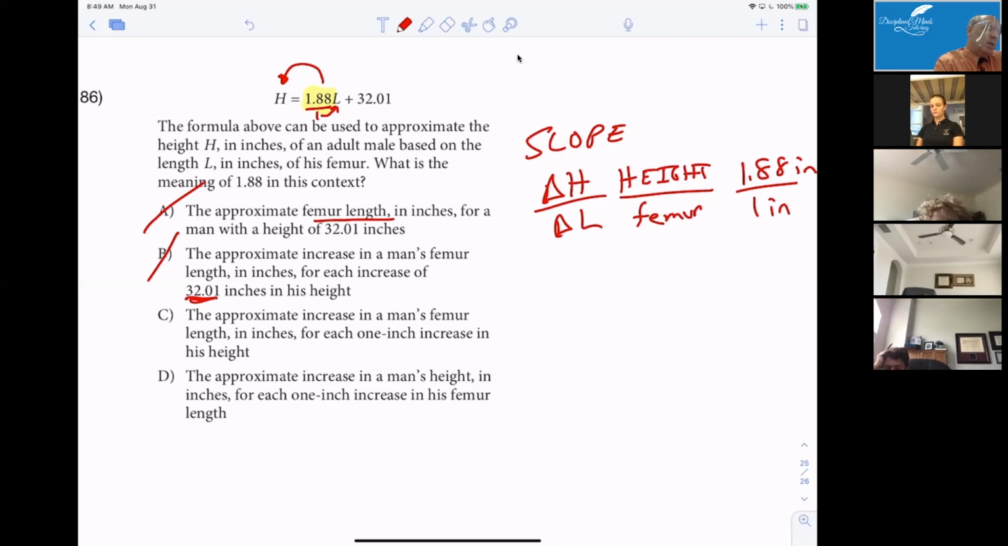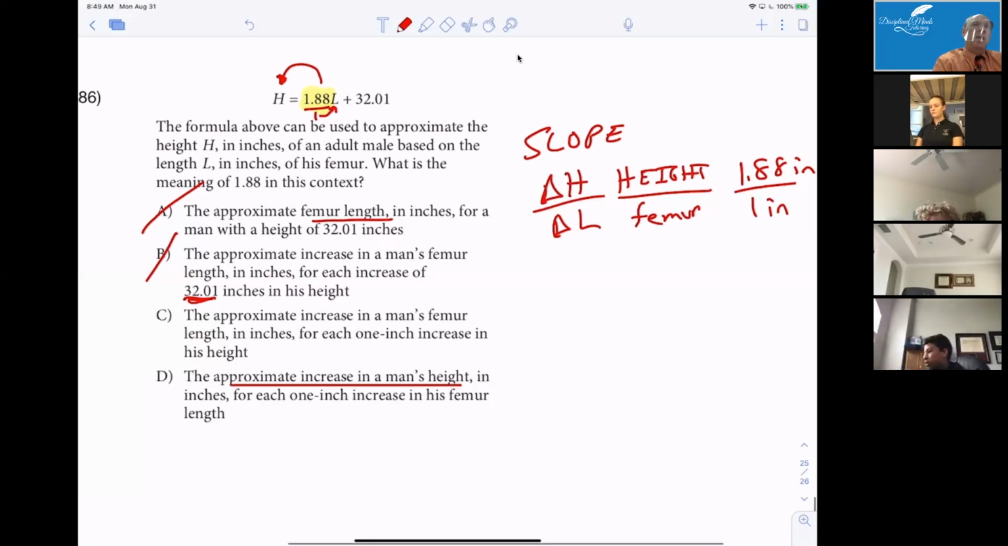The approximate increase in the man's femur. Tell me, Hannah. D, thank you. Definitely D. Why? Because it's the increase in the man's what? The 1.88 is the increase in the man's height. The denominator is the femur. And the femur, we already said, was 1 inch.